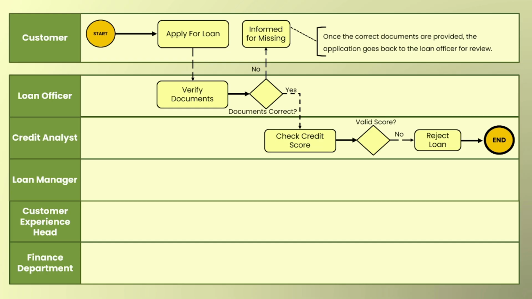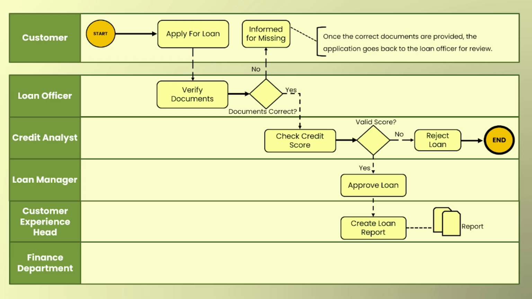But if the score is valid, then what happens? If the score is valid, it again crosses the swim lane, and now from the credit analyst it goes into the loan manager's lane. The loan manager is someone who is going to take the decision of approval of the loan. That loan manager is in his lane. He will find that the credit score is fine and every document is clear, and now he will move the process forward, saying yes, everything is fine, now approve the loan.